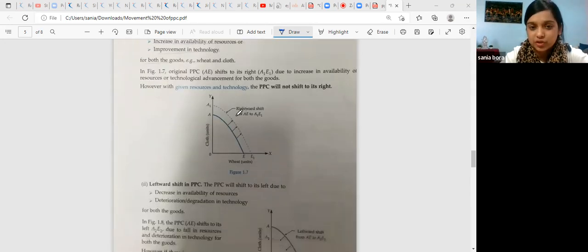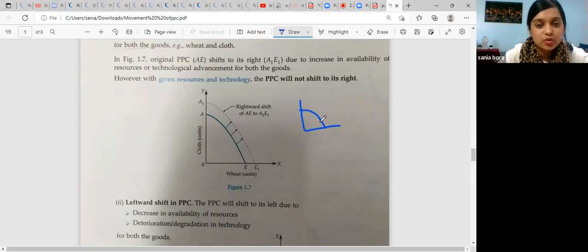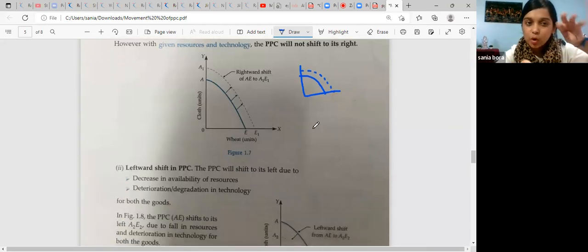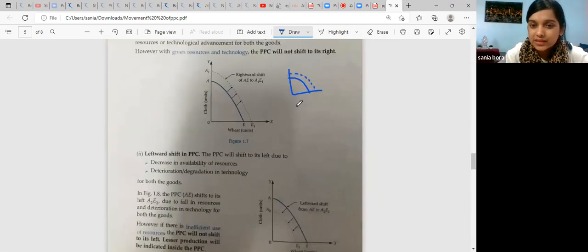So this is the picture. Wherever you have written this, you can just draw a small diagram: this is your actual PPC and this is your rightward shift PPC. Just make a small graph in the corner so that you get an idea of what is rightward and what is leftward. Similarly for leftward, you make the same diagram. This is the actual PPC and the dotted line will show the leftward shift. Clear?